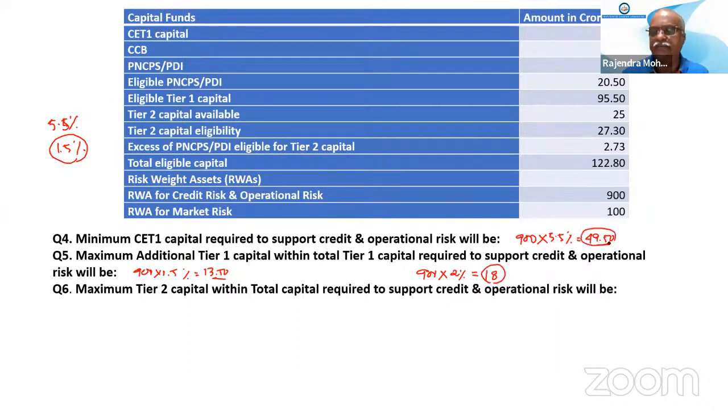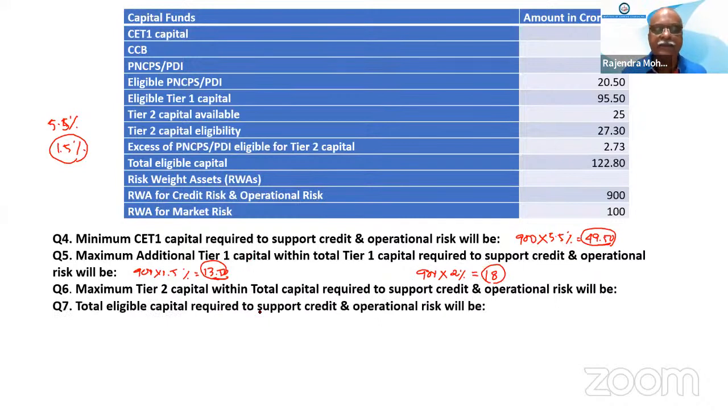So first answer we got 49.50, second answer 13.50, third one 18. Now what will be the total eligible capital required to support credit and operational risk? Means 49.50 plus 13.50 plus 18. So it is 50 plus 12, 62, plus 18, it is 80 or 81? 81. So 81 is the total capital to support credit and operational risk. Because Tier 1 plus Tier 2 all together we have got 81.